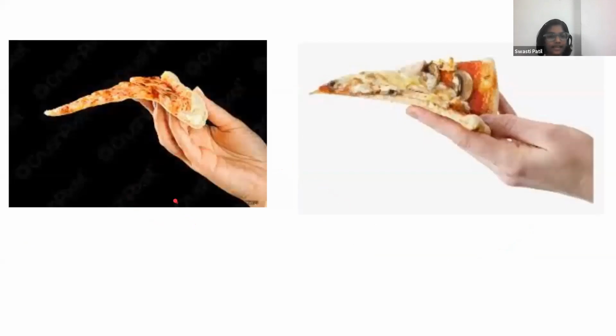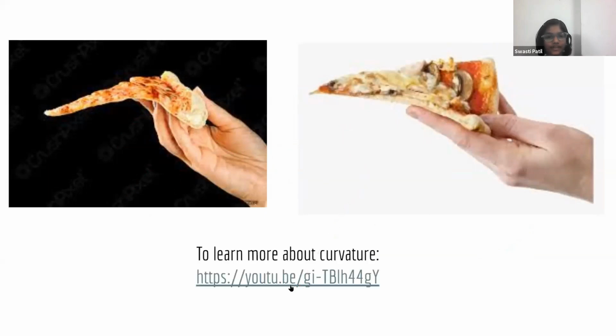This is a pizza, and if you hold a pizza like this, you won't be able to eat it. But if you hold it like that, the contents will not fall down, and you will be able to eat it. Yay! This is similar to the leaf we saw earlier, and this is a concept called curvature. If you want to learn more about it, here is a beautiful video, and it's a very good video. You can watch it if you're interested.